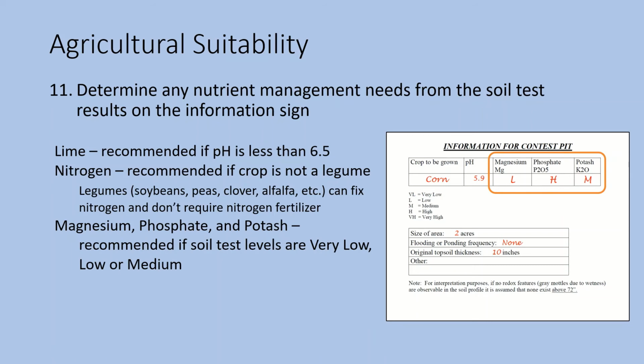And then we're asking you to look at the nutrient levels of magnesium, phosphorus, and potash or potassium. For each of these, if the soil test levels are very low, low, or medium, that means there's not enough of those nutrients in the soil, so fertilizer will need to be added. If the levels are high or very high, then you don't need to add those fertilizers.